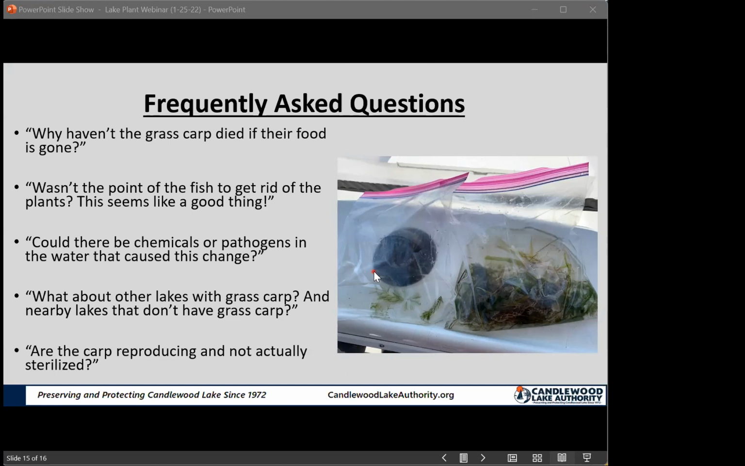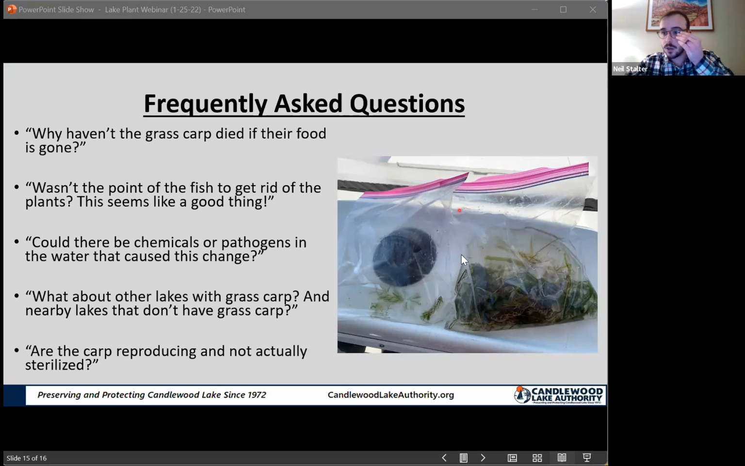Another question that's come up a few times is about the fact that there are also other carp in the lake other than grass carp, and what's the difference between the two, because people see a lot of other carp feeding, and they're wondering what type of carp they are. Yeah, it's a good question.